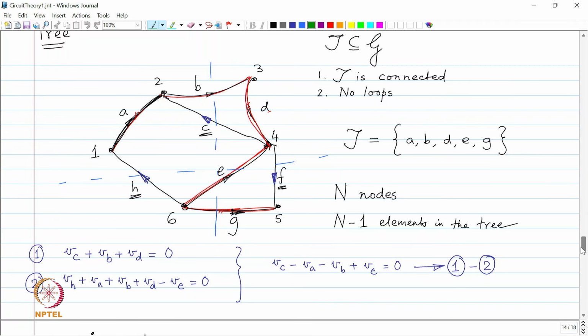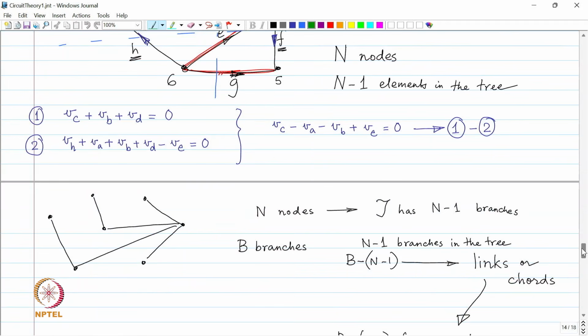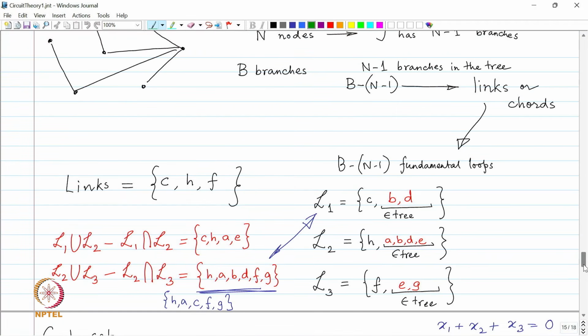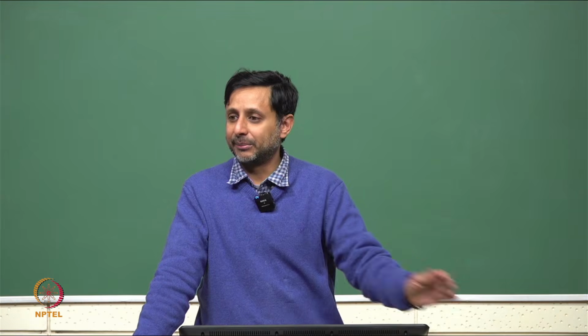Then we went further and we talked about links, remember, and how many links? B minus n minus 1 links. Then we talked about fundamental loops and fundamental cut sets. How many fundamental loops? As many as the number of links. So, B minus n minus 1 fundamental loops. Each link corresponds to one fundamental loop.